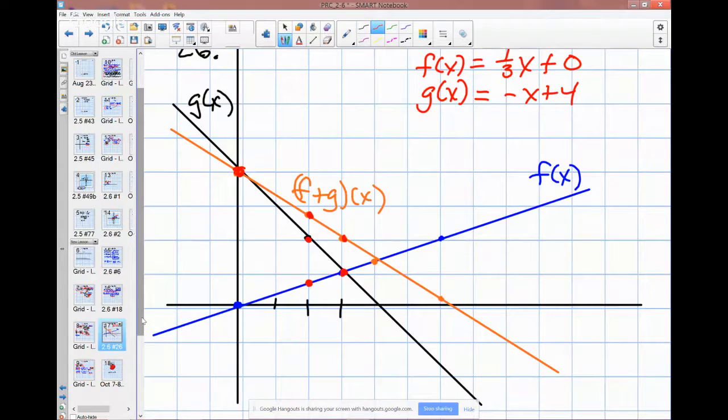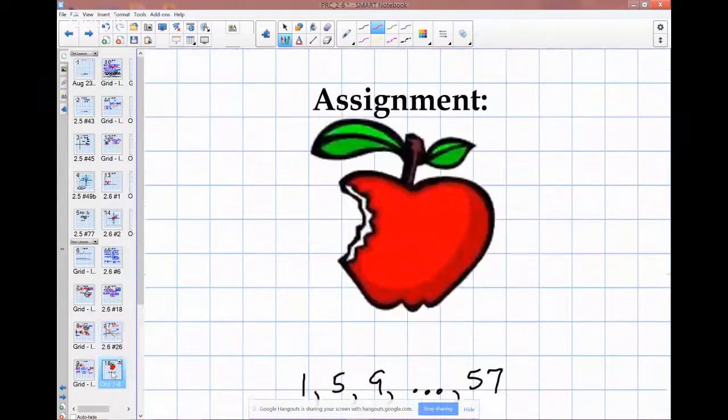I don't know if I went too fast, but let's see what kind of questions you have. While you're thinking, it's every other odd. Stop after 57. So every other odd, don't go past 57. Questions?